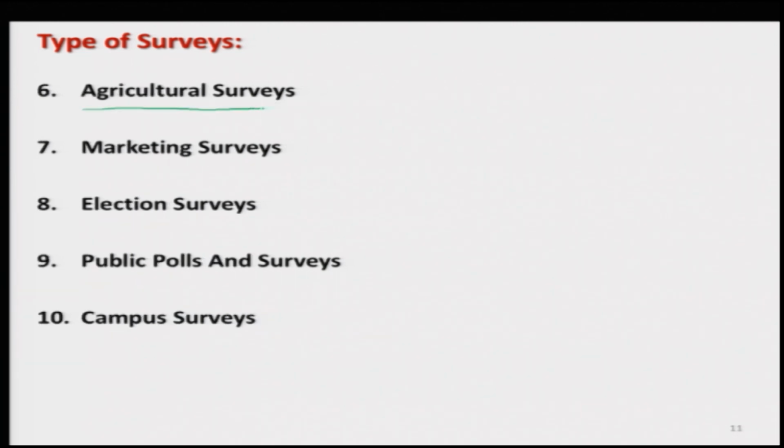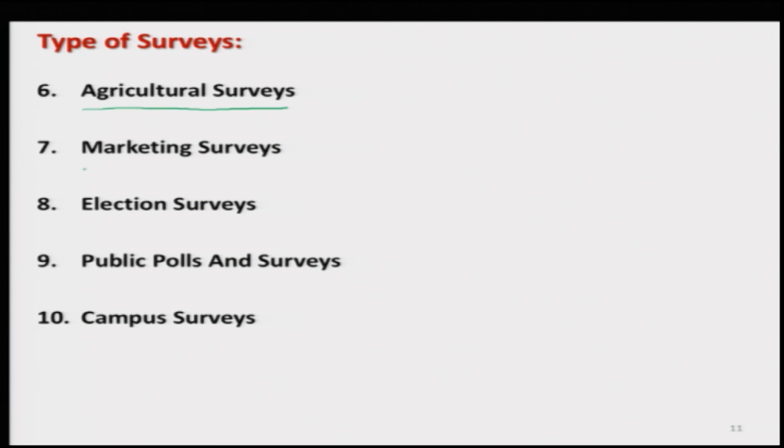Similarly, there are agricultural surveys also, and these try to collect information on the agricultural status: what are the different types of crops being sown, what is the area under cultivation, how much is the agricultural land, and what are their requirements and needs. So that will essentially help the agricultural part of the country.